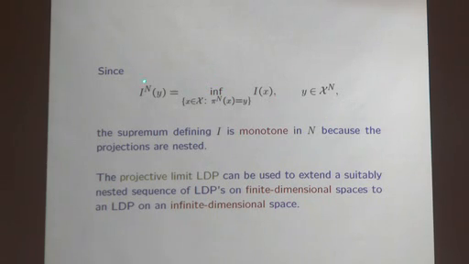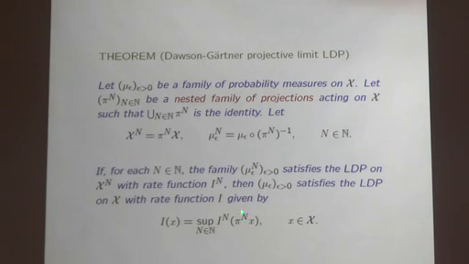And in fact, you can see immediately that the projected rate functions must come out of the rate function for the full sequence in this way, and from this you see that this supremum is monotone in n. So if I increase n, this number is going to go up for every x. So this supremum actually has a limit. You can also say that you can take the limit of n going to infinity.